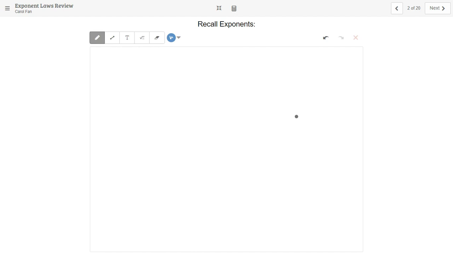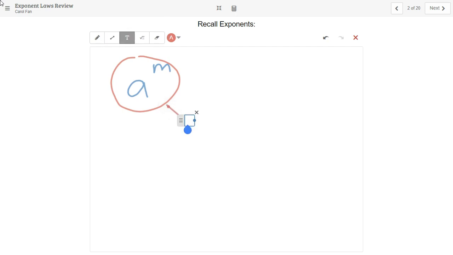First of all, let's recall exponents. Let's say we have a power like a to the power of m. This entire thing is called a power. And the power is made up of two different parts. A power always has a base, that's the number at the bottom, and a number at the top, which is the exponent.